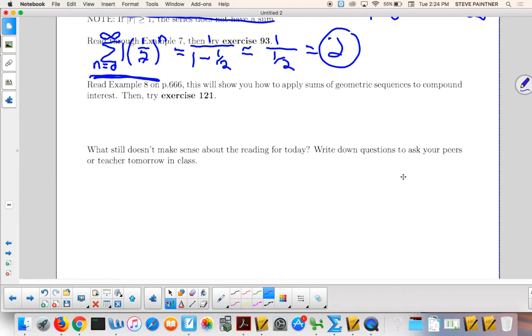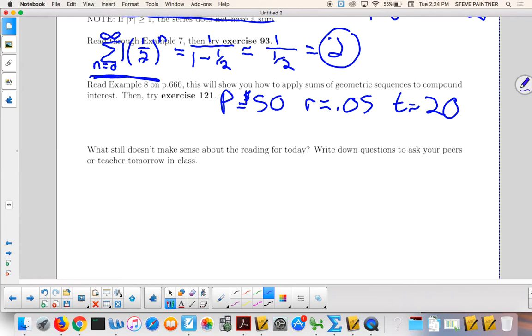So problem 121, it says, consider making monthly deposits of $P in a savings account with an annual interest rate R. And it wants us to find the balance after T years if the interest is compounded monthly. So basically what we're doing is our P here, or the amount we're depositing every month, is $50. Our interest rate, R, is 5%, or 0.05. And the time that we're letting this money grow is 20 years.